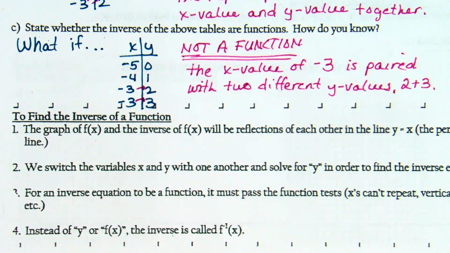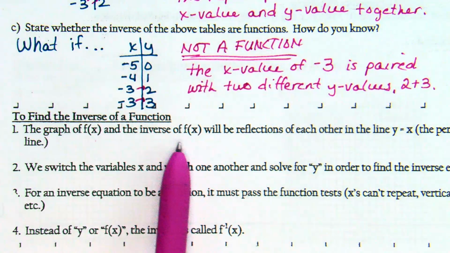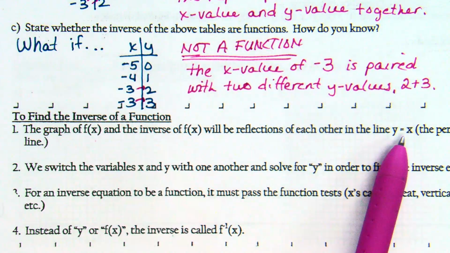First of all, it doesn't tell me how to find it, but the graph of f of x and the inverse of f of x will always be reflections of each other in the line y equals x, which is the perfect diagonal line.